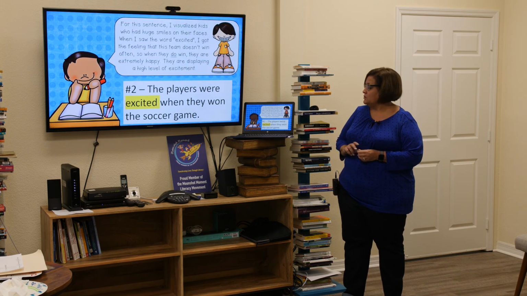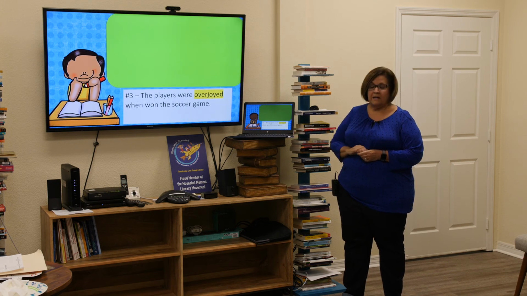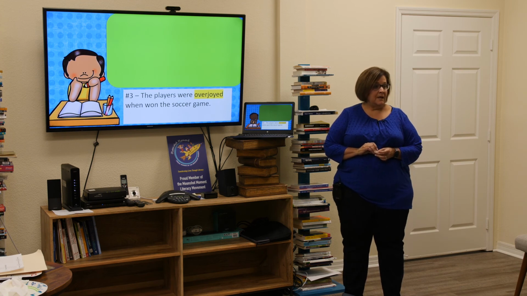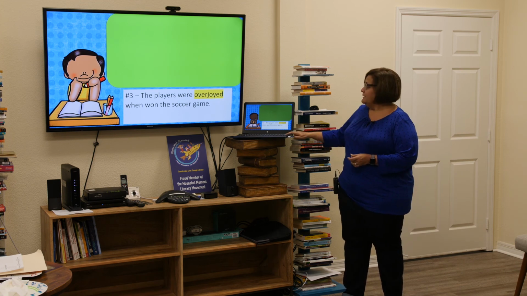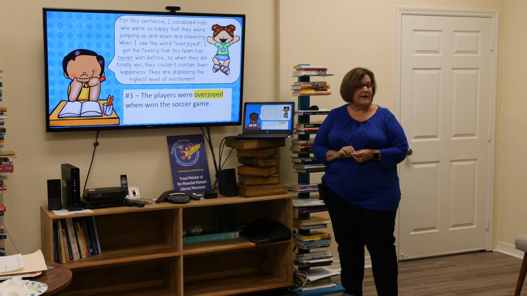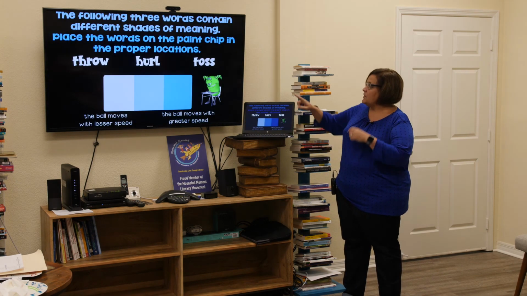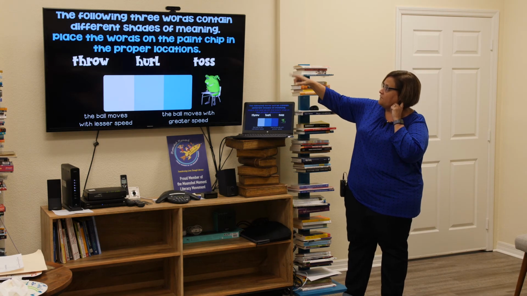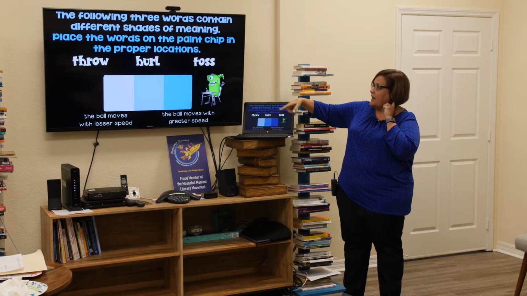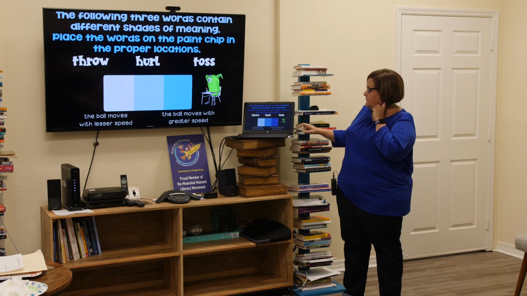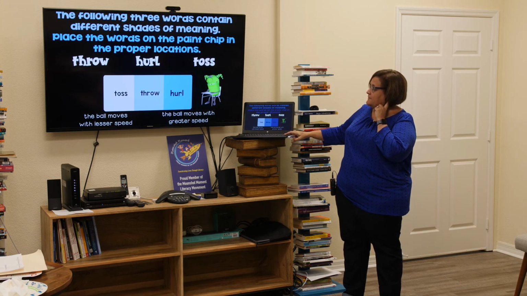So when they do win, they're extremely happy. And why would they use overjoyed? Maybe because they've never won. There you go. So they've never won. So you're teaching kids why the author uses different words. All of these are in here as the following 3 words. Then you do this whole group and you have the kids put them in order from the ball moves with lesser speed, as they're saying them.